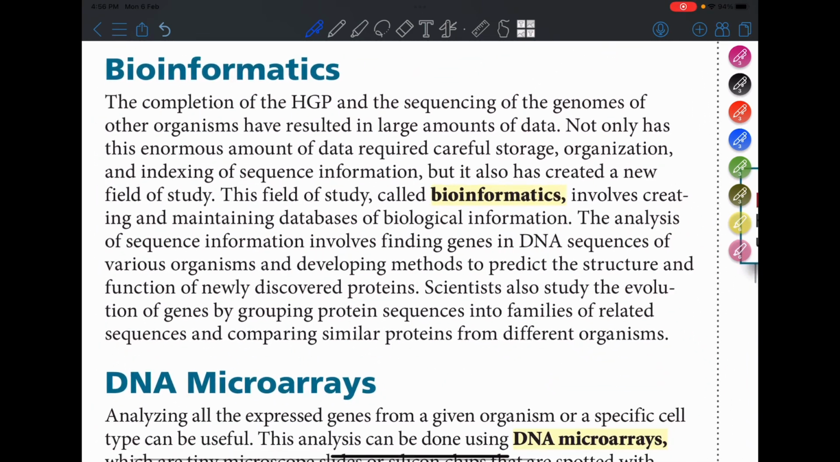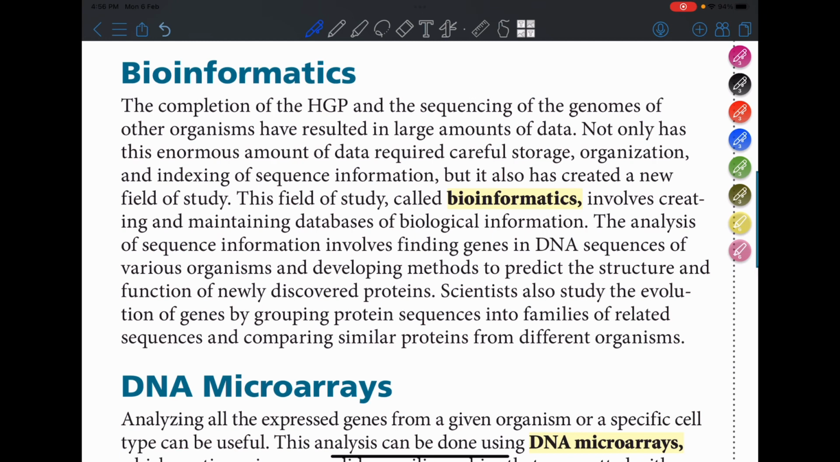Now, let's talk about bioinformatics. The completion of the Human Genome Project and the sequencing of the genomes of other organisms have resulted in large amounts of data. And not only has this enormous amount of data required careful storage, right?